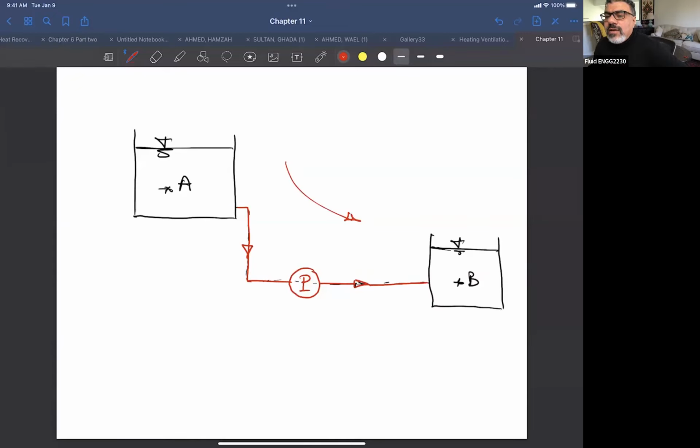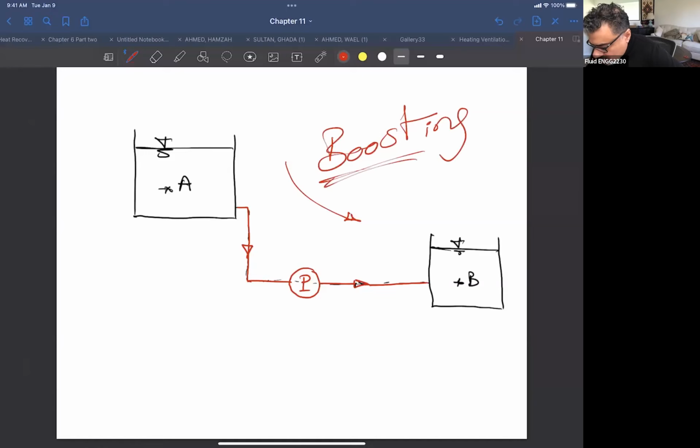Can you adjust this language here, drain quicker? What do you mean, drain quicker? It's not draining here. How about not drain? What else? What quicker drain? Increasing the flow rate, right? So basically, you are trying to boost here, right? So this is boosting the flow rate.